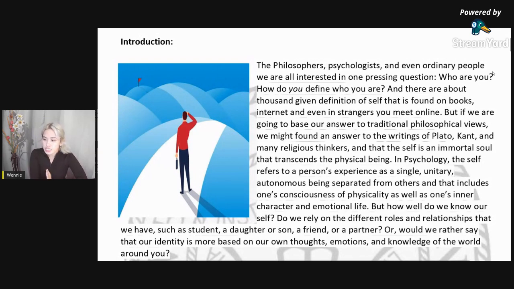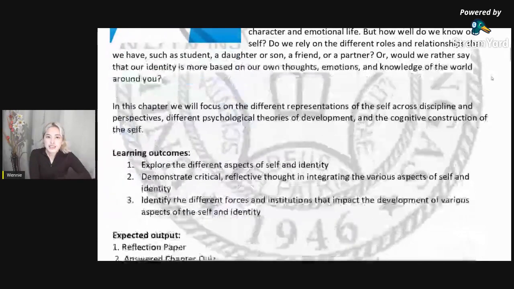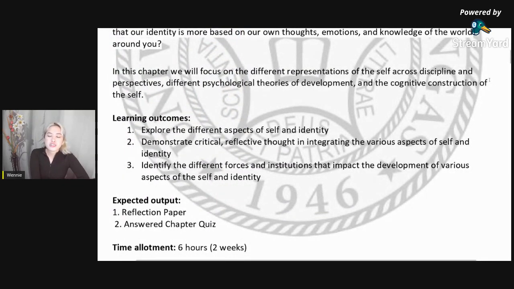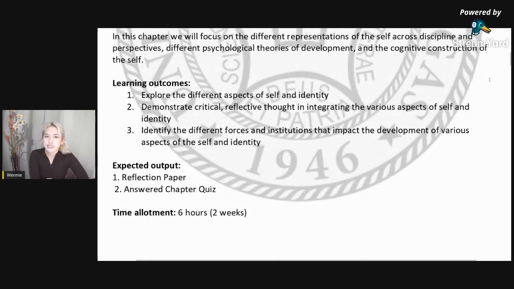Or would we rather say that our identity is more based on our own thoughts, emotions, and knowledge of the world around us? So, in this chapter, we will focus on the different representations of the self across disciplines and perspectives, different psychological theories of development, and the cognitive construction of the selves. And we also have the learning outcomes.